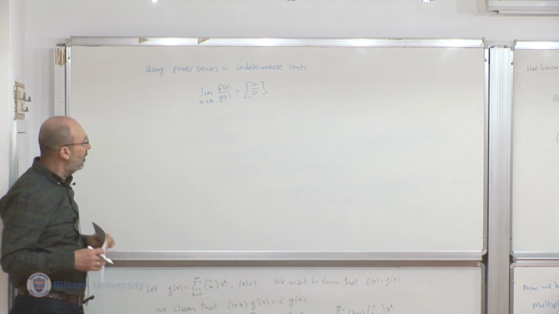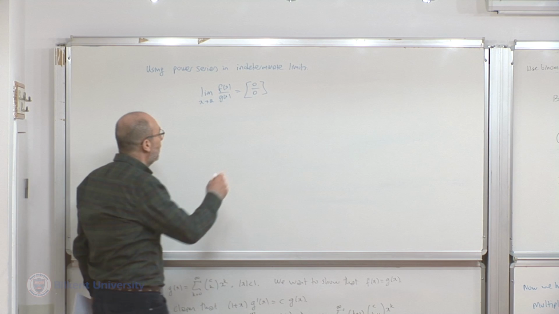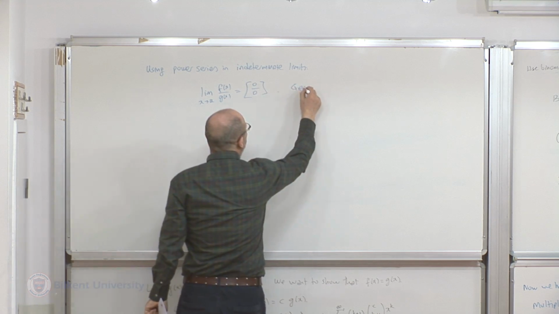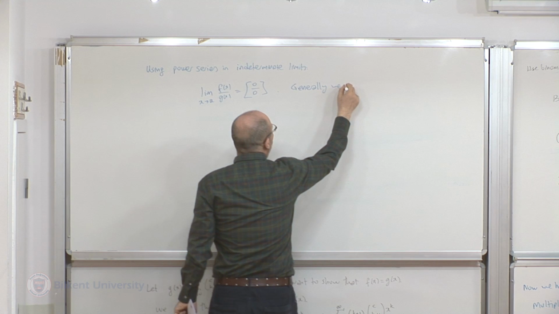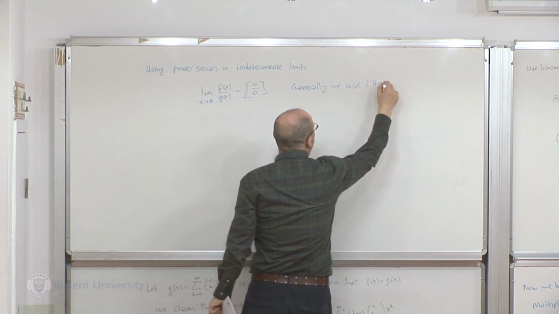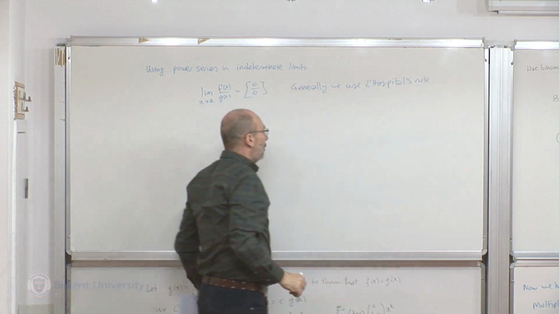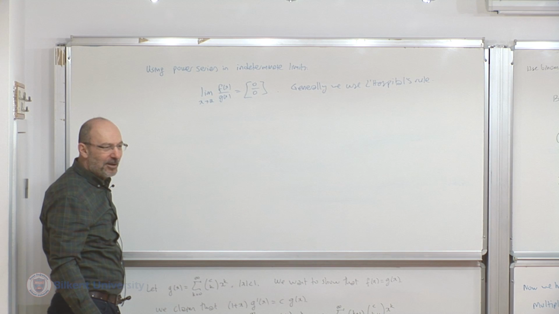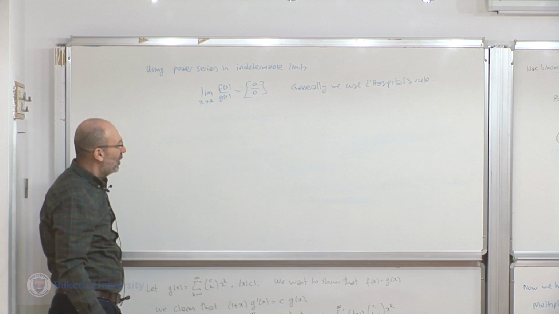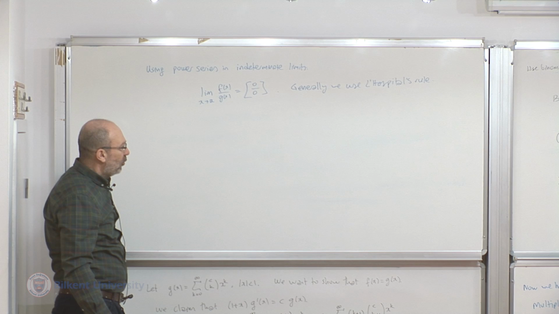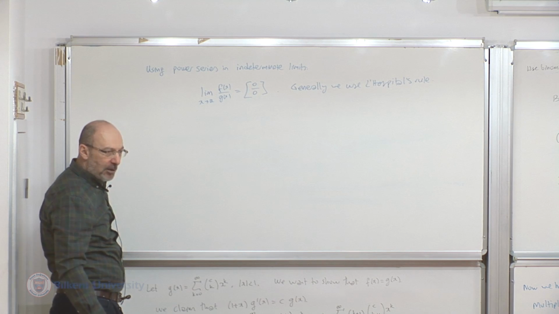So one method is to use L'Hopital. Generally we use L'Hopital's rule. Actually this is Bernoulli's rule, but for some reason it is called L'Hopital's rule. L'Hopital did not call it his rule. L'Hopital just wrote a calculus book in which he wrote everything he learned from Bernoulli. L'Hopital was paying Bernoulli to teach him calculus, and he learned these things and then wrote a book.